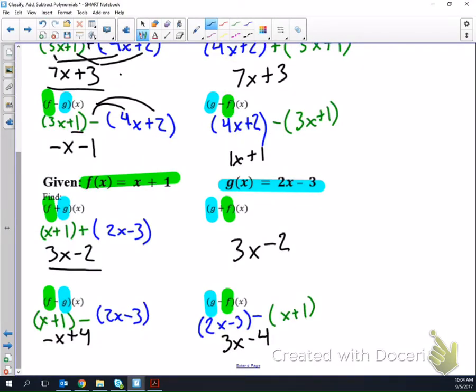Okay, so that's everything you guys need to be able to do this work. Keep track of that minus when you are subtracting. Remember, it's going to look a lot like distributive property. So just make sure you're careful with that.